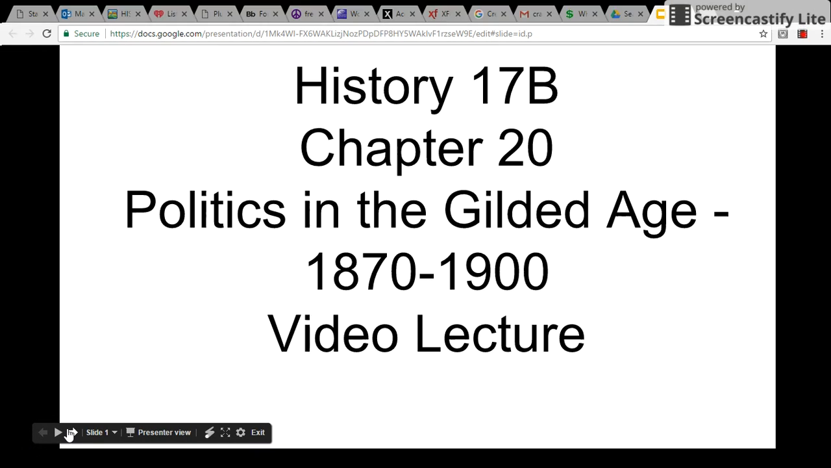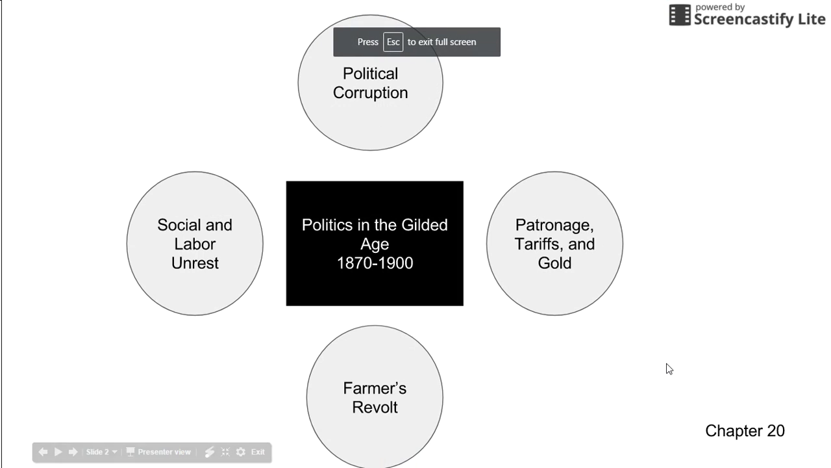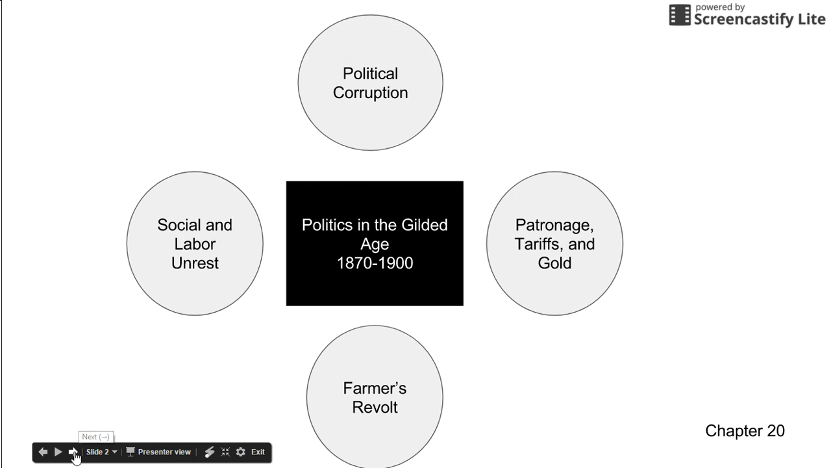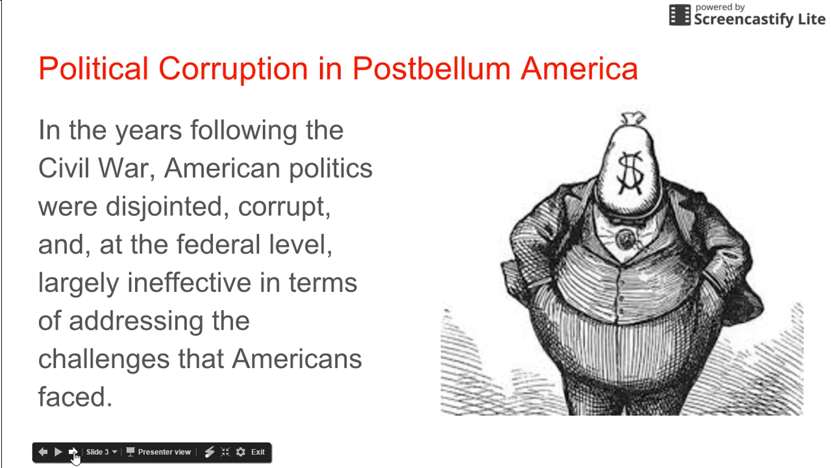Next slide. There's an overview of the chapter. Next slide. The first heading is entitled Political Corruption in Postbellum America. Postbellum means after the Civil War. In the years following the Civil War, American politics were disjointed, corrupt, and at the federal level, largely ineffective in terms of addressing the challenges that Americans faced.